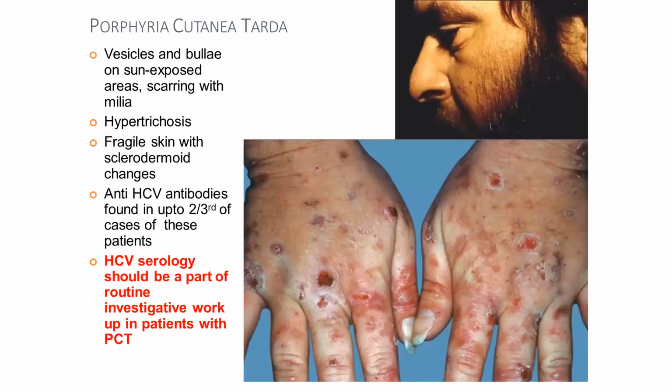erythema. This is porphyria cutanea tarda: vesicles and bullae on sun-exposed areas and scarring with milia, hypertrichosis, fragile skin with sclerodermoid changes. Anti-HCV antibodies are present in 2/3 of these patients. Hepatitis C serology should be part of the routine investigation in patients with PCT.